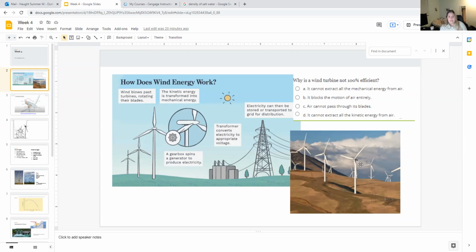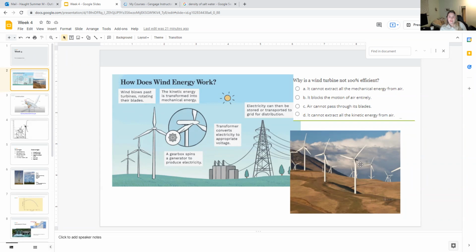This third one, air cannot pass through the blades. Obviously we know that's not the reason wind turbines are not 100% efficient, but that last one is the one that I think is very interesting. It cannot extract all the kinetic energy from the air. That is the correct answer for this problem. And I think it's really interesting to think about that concept.